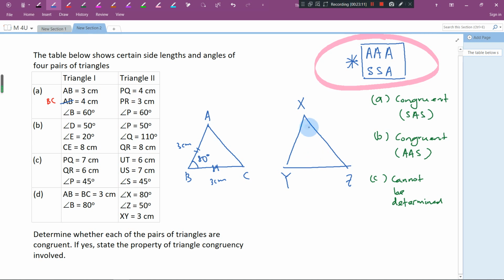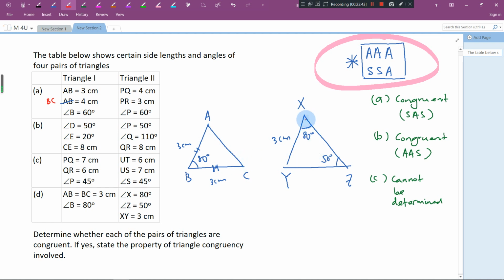How about this one? Angle X is 80 degrees. And angle Z here is 50 degrees. But now we only have one side, which is 3 centimeters. XY over here, 3 centimeters. Okay, you can try to pause the video and think, are they congruent? So how about we try to calculate the angles? I think it should be no problem, right? To find this angle and this angle as well.